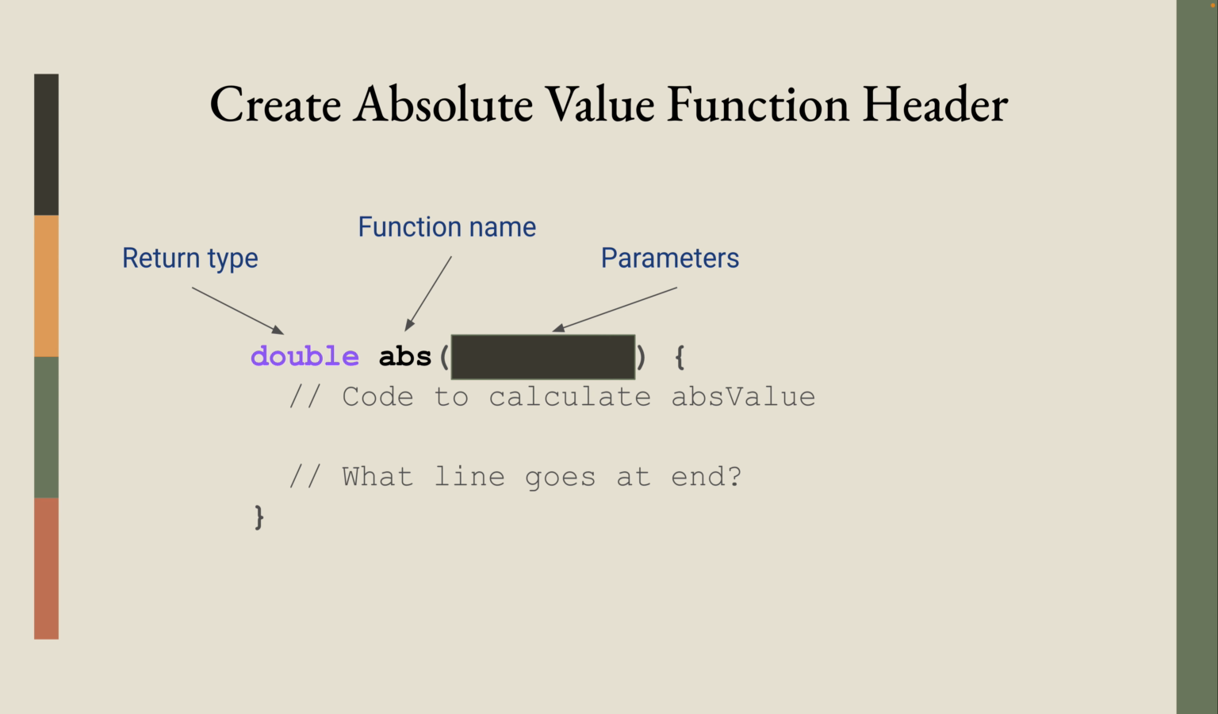And then the parameters. This is the value that we're asking the user for. What data type do we want as input? A double as well. So double, and then you can call it whatever you want. I called it double num. And then at the end of our function, what is the keyword we can use to give a value back to the user? Return. So let's say in this code, we calculated this variable absolute value, then we would return that back to the user.